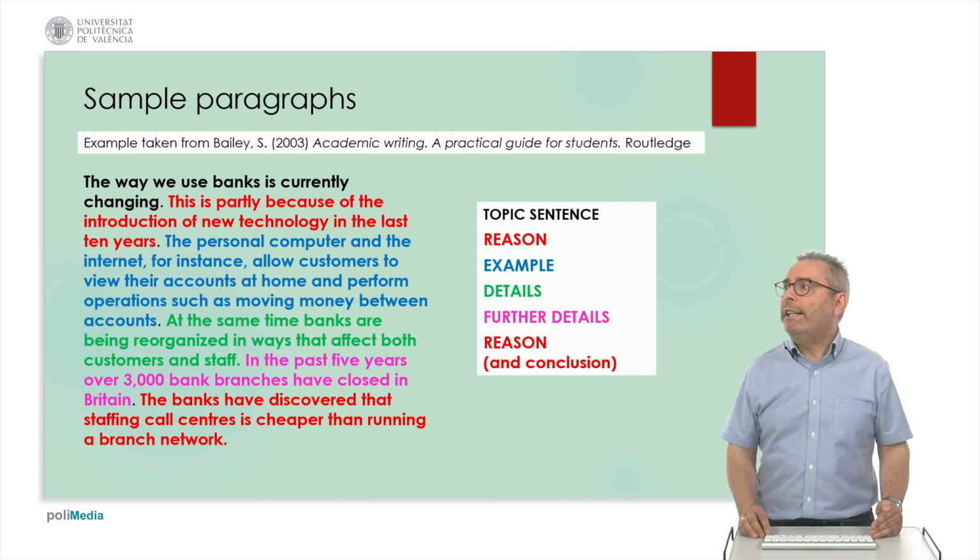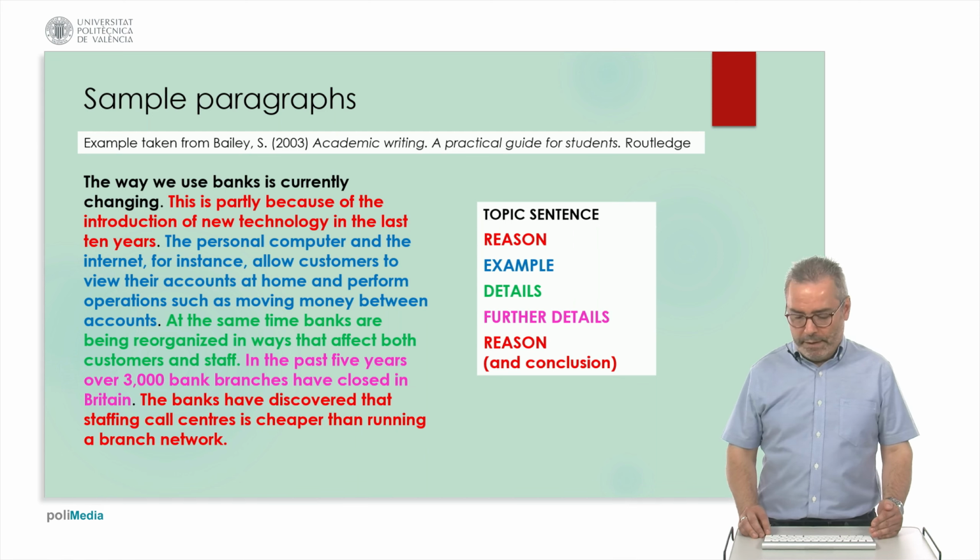"At the same time, banks are being organized in ways that affect both customers and staff. In the past 5 years, over 3,000 bank branches have closed in Britain." And then we have reason and conclusion here in the last sentence. "The banks have discovered that staffing call centers is cheaper than running a branch network." Here we can see a very logical structure organized around the topic sentence.